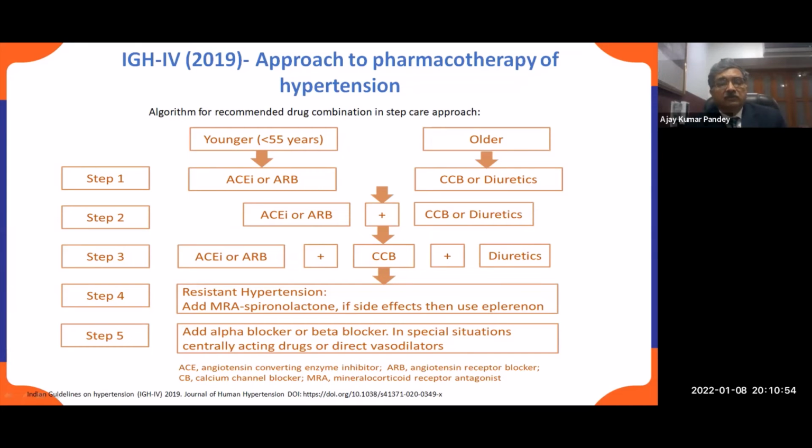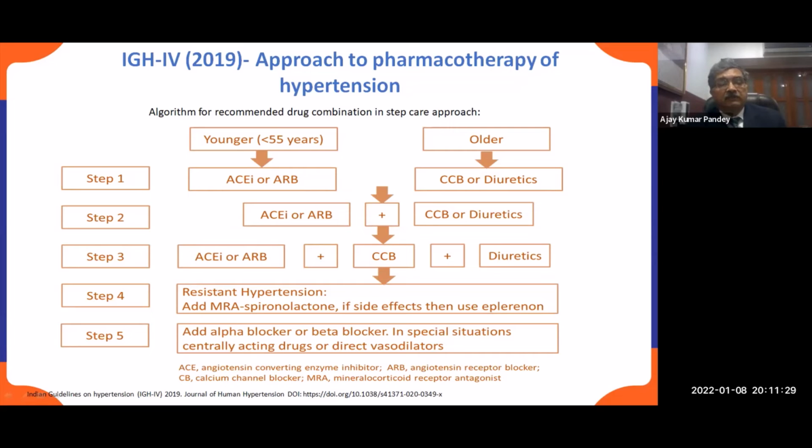Step 4: it is resistant hypertension, as in spite of all these three drugs at maximum tolerable dose, the patient's blood pressure is still not controlled. Look for the causes of hypertension, whether true resistant hypertension or pseudo-resistant hypertension, and add a mineralocorticoid receptor antagonist like aldactone. If there are side effects, then shift to eplerenone. The commonest side effects of aldactone-like drugs are gynecomastia and hyperkalemia. Hyperkalemia is there with eplerenone also, but gynecomastia is not.